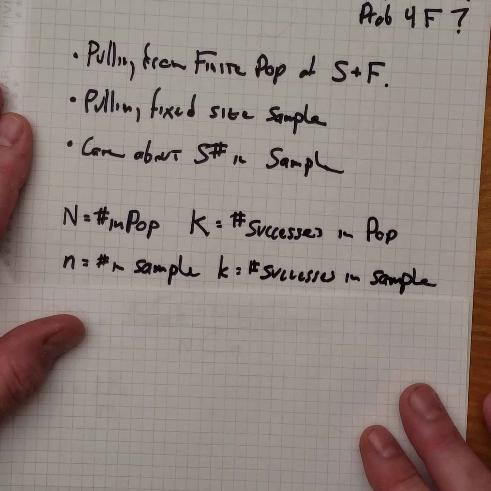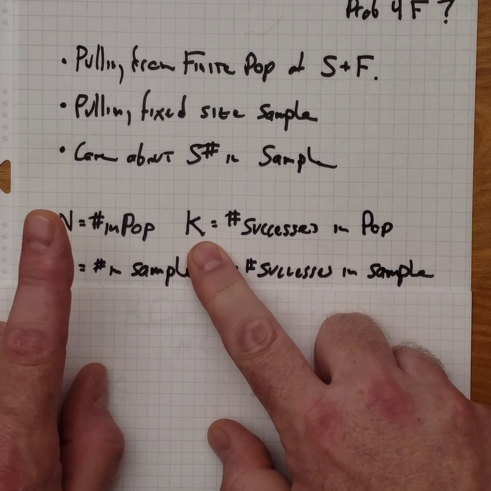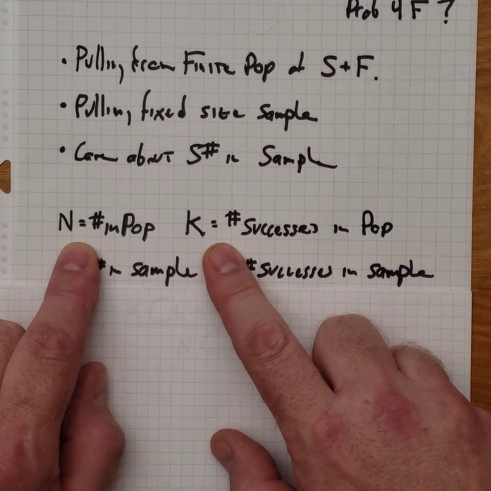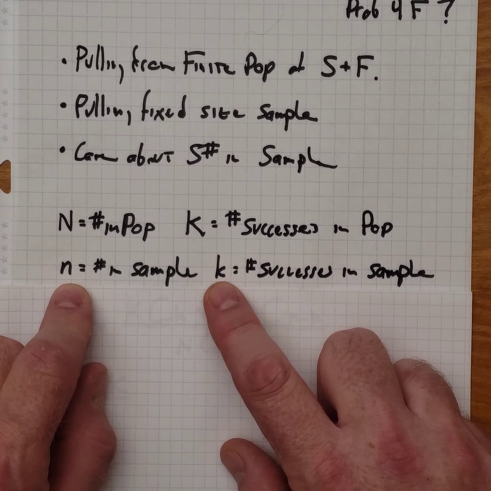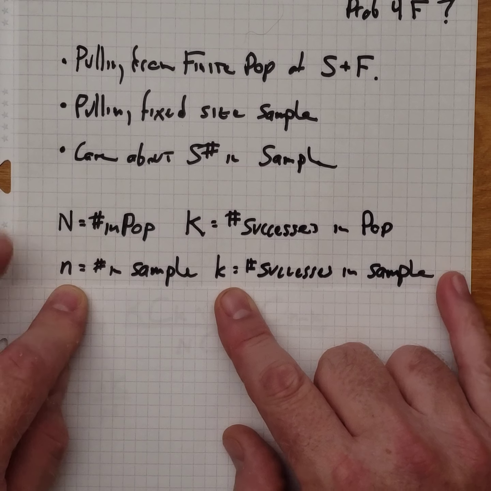We're going to be using 4 variables here. Capitals are for the population. So the number of people in the population is N. The number of successes in the population is K. And then lowercase for the sample. Lowercase n is how many we're choosing in our sample. Lowercase k is how many successes we're talking about in the sample.